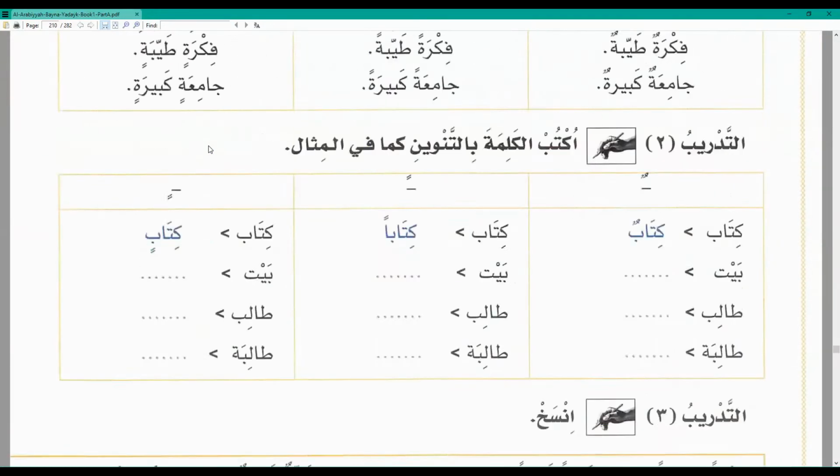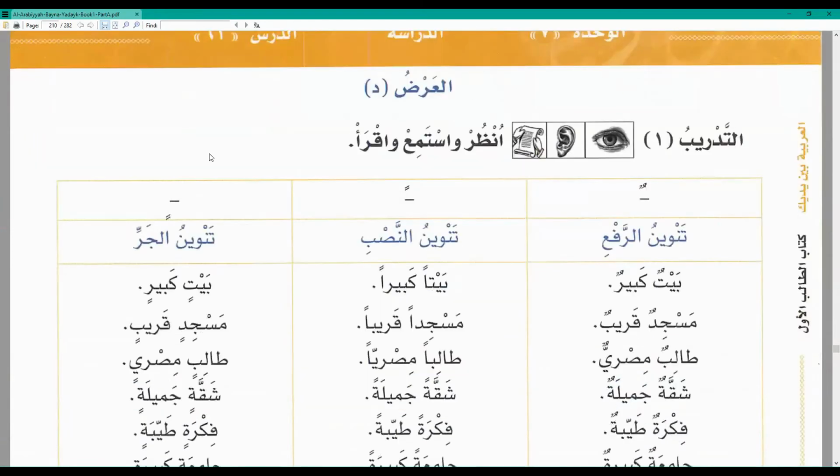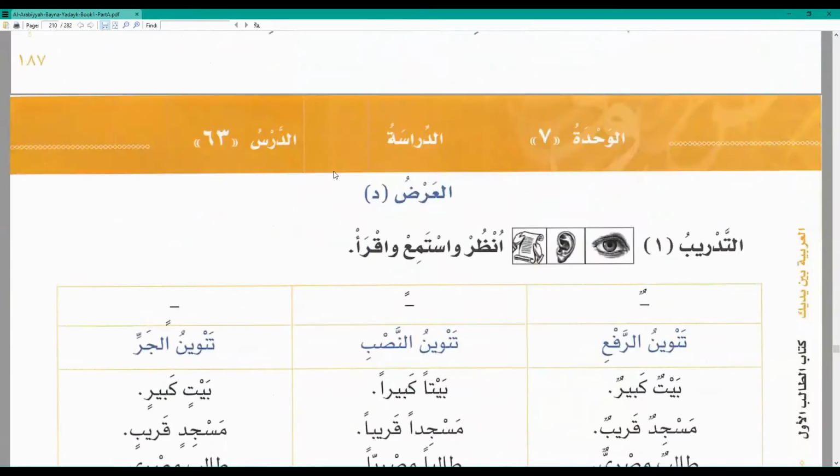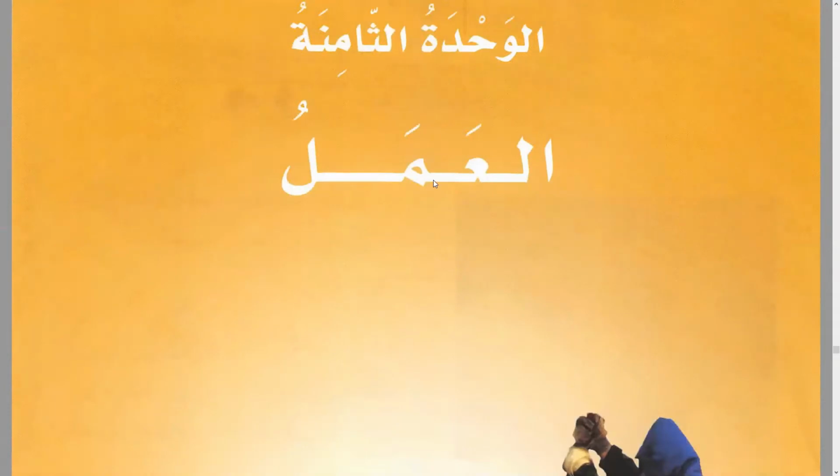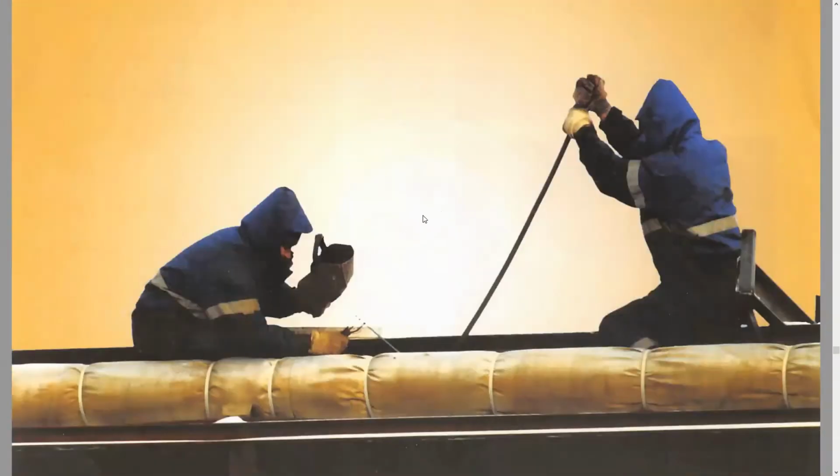Okay. Alhamdulillah. This is what was pending from yesterday's lesson. Lesson number seven. Now we are starting, inshallah, the last lesson of this part A book. Al-Wahdatu Thamina, inshallah. Al-Amal. We're going to start Al-Wahdatu Thamina, Al-Amalu, working, work.